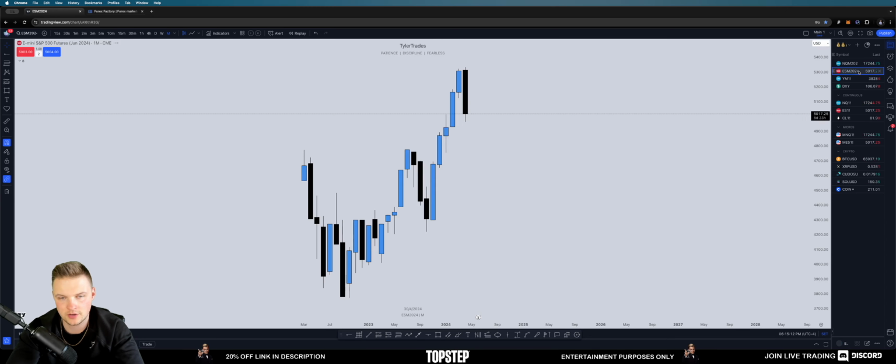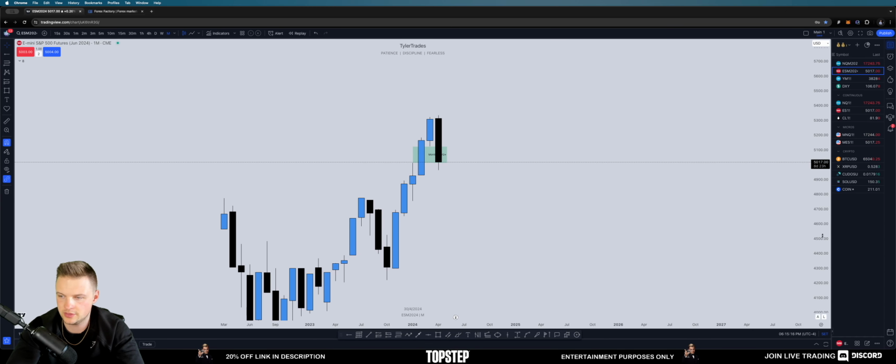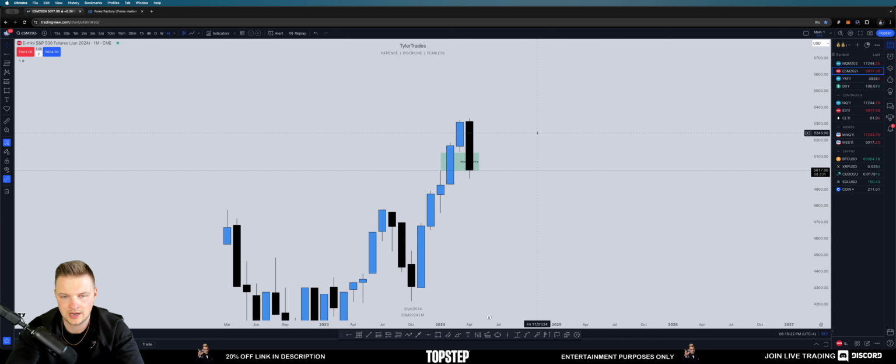There was, however, a monthly imbalance on ES right here. And this is really the only thing in my analysis thus far that I think shows that a lot could happen yet, because we don't know. Wicks do the damage, bodies tell the story. This monthly candle has yet to close. We are inside of a buy side imbalance, sell side inefficiency here on ES.